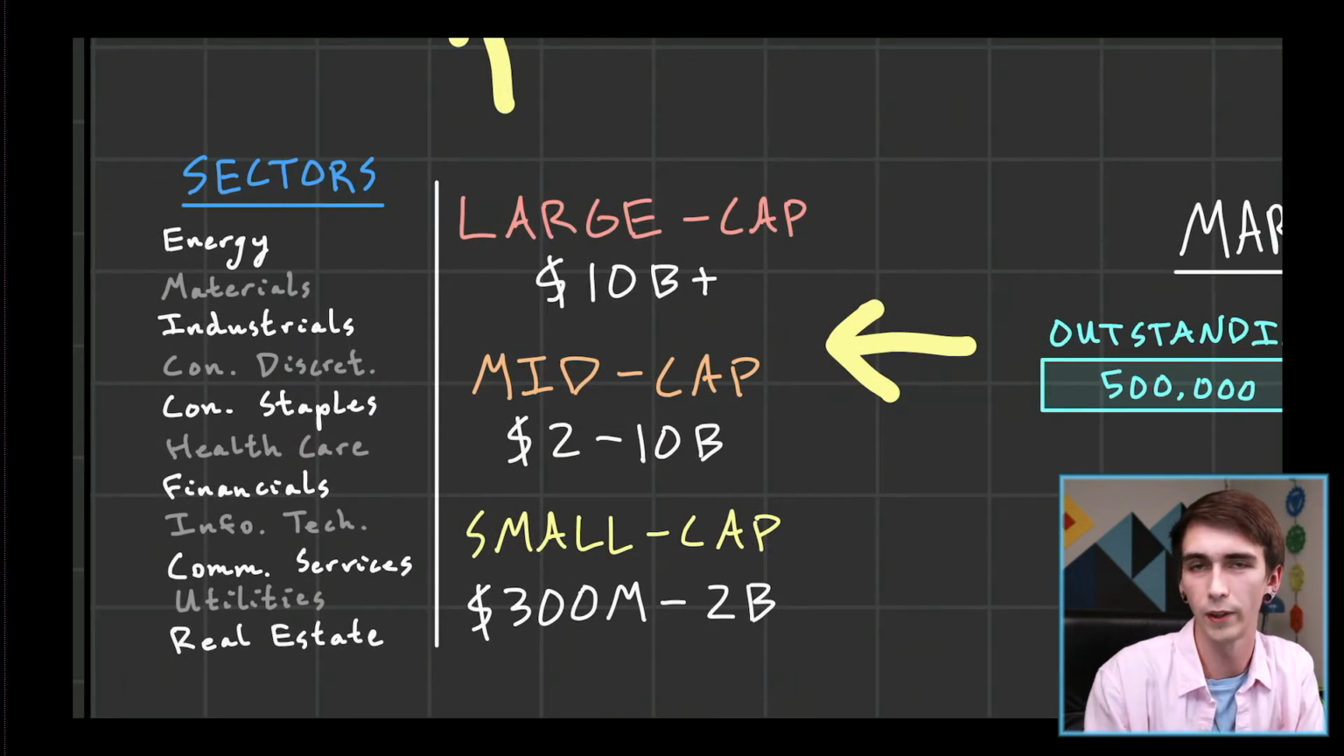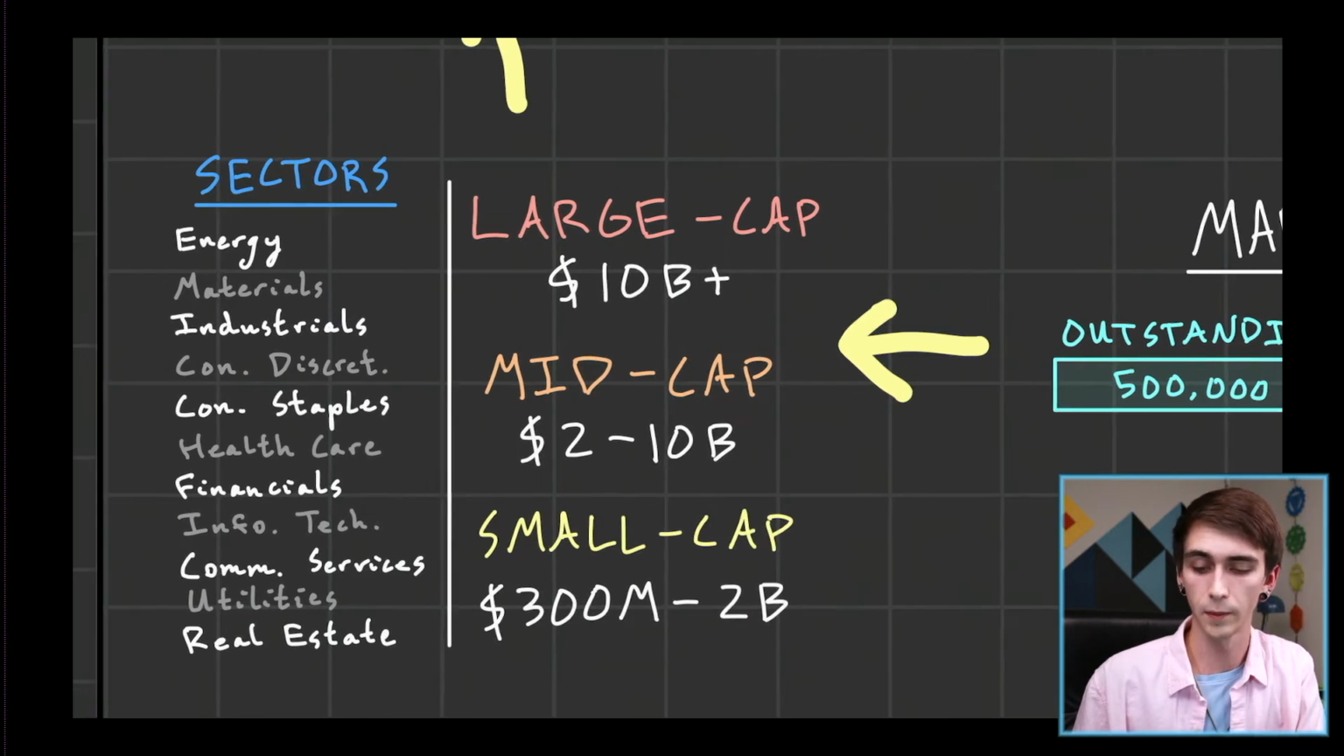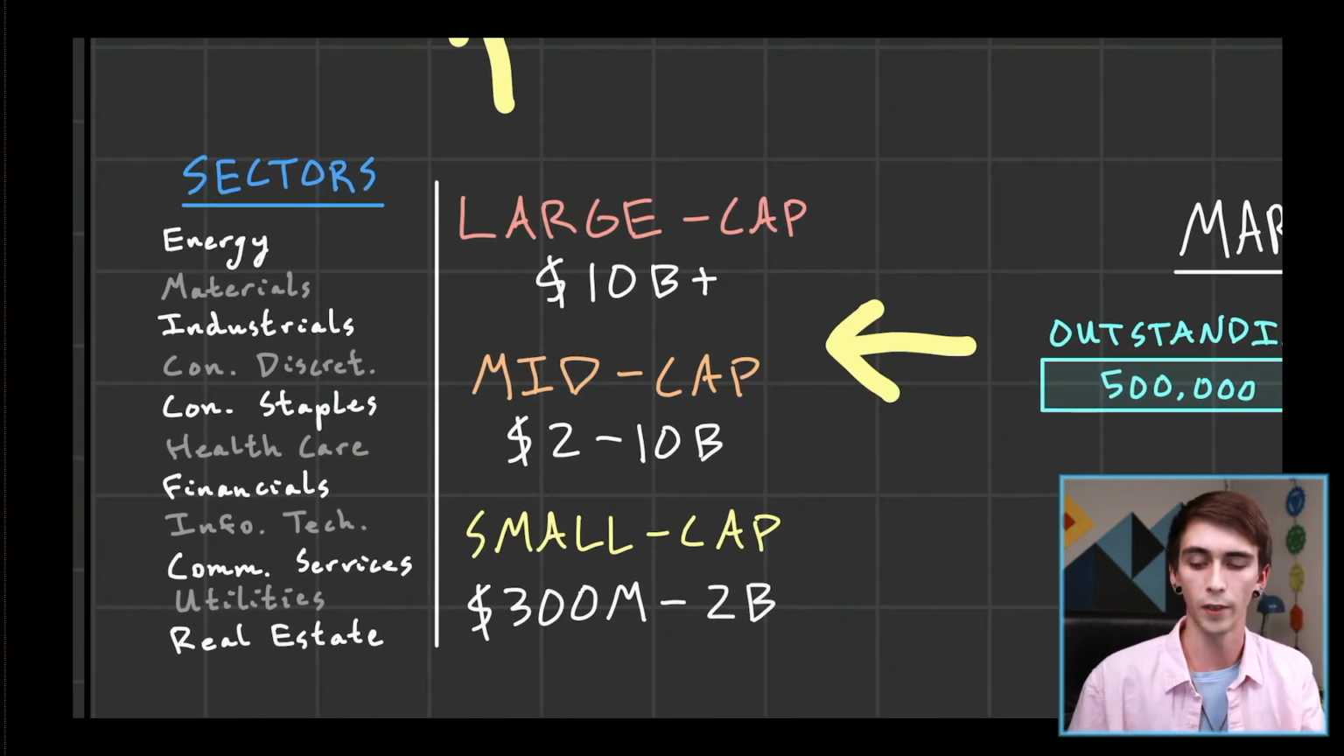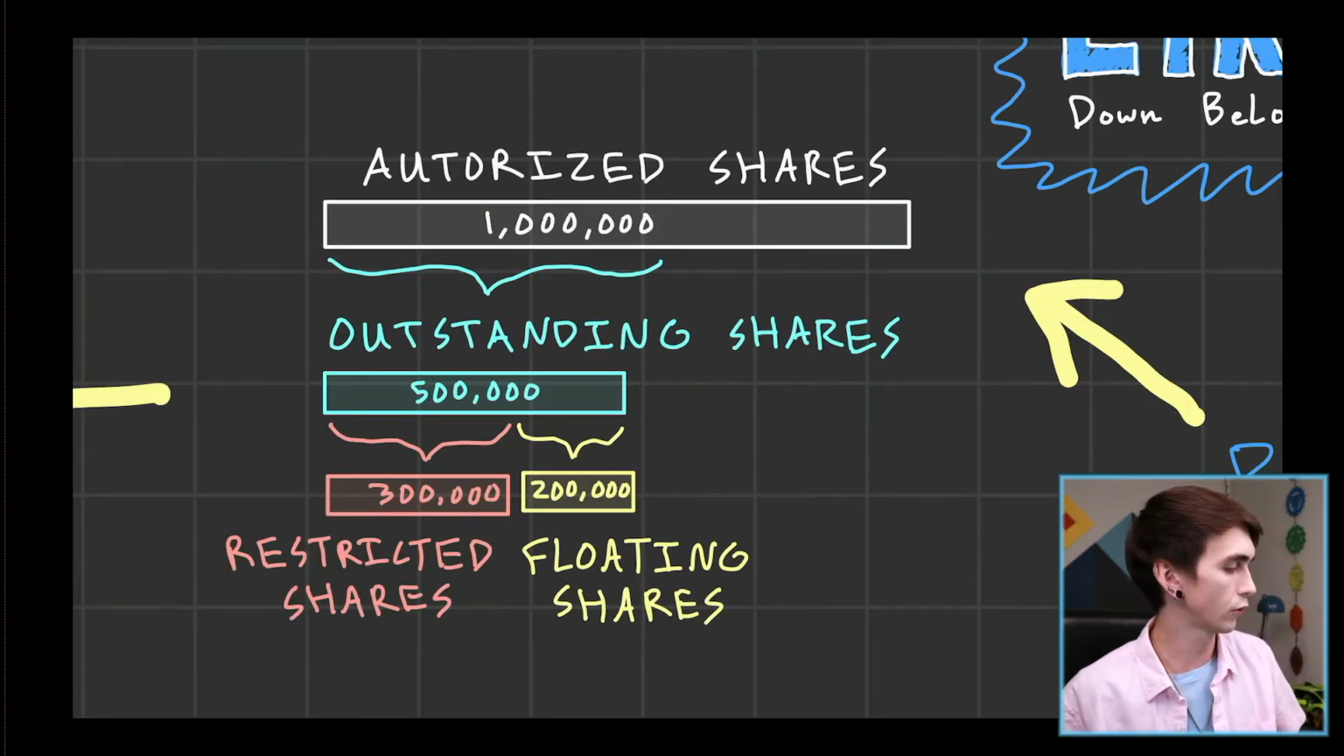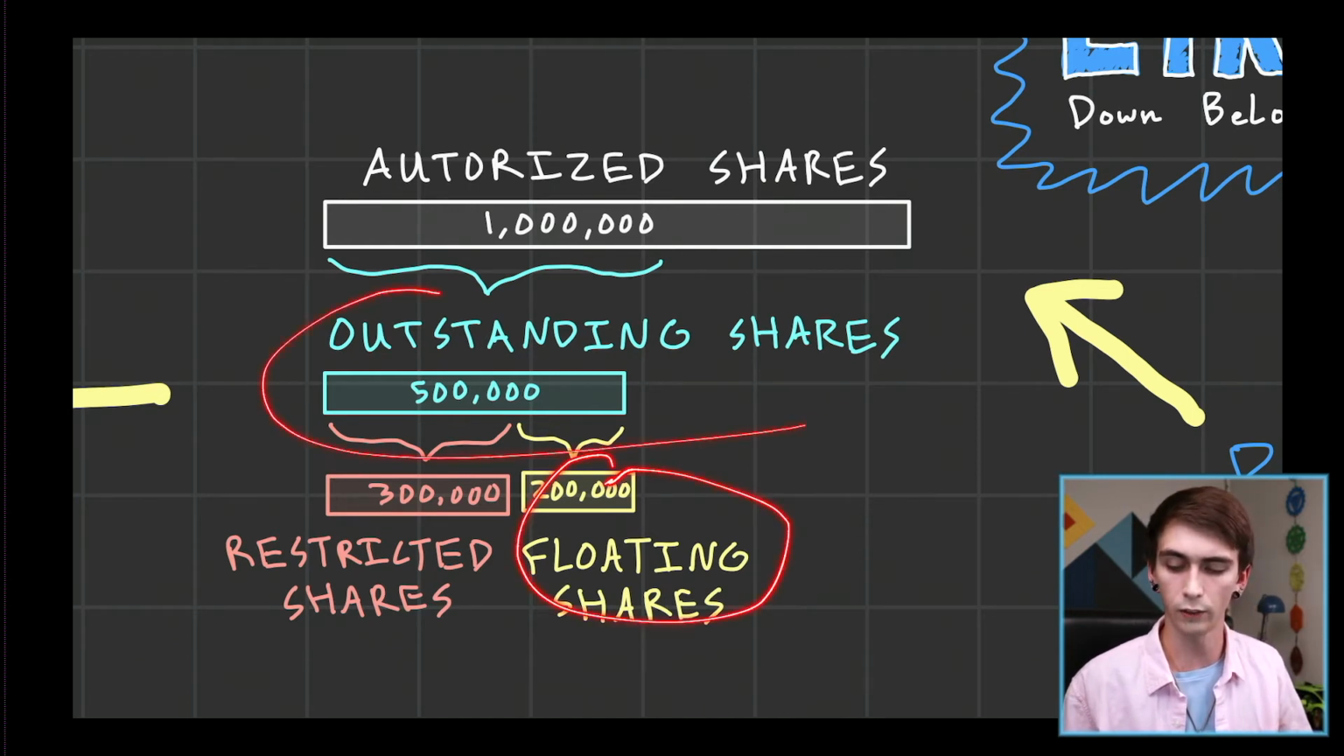Where do we go from here? There are three different categories for market cap. There are the companies that are large cap, which is 10 billion and up. Then you've got the mid cap, which is 2 to 10 billion. And then you've got the small cap, which is 300 million to 2 billion. You'll also find that within these caps or categories, there are 11 different sectors. I'm just going to show you guys real quick what I'm talking about as far as the float and the outstanding shares go.